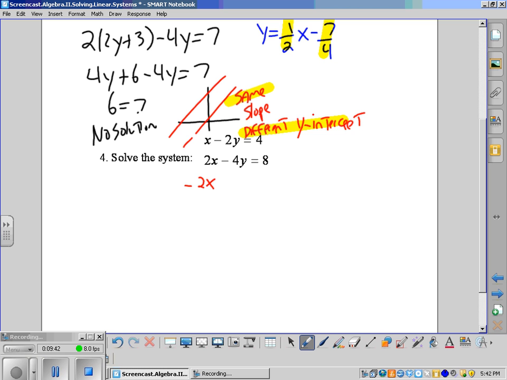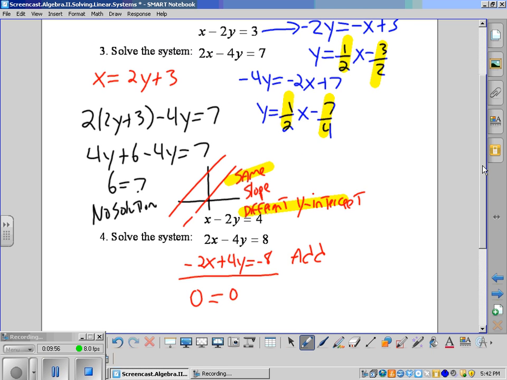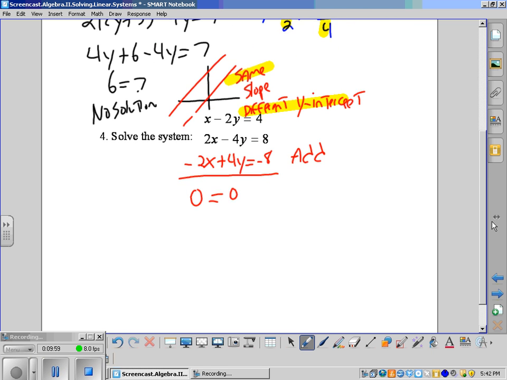So negative 2x. So we're going to add the two equations. 0 equals 0. That's true. Unlike the problem at the top here where 6 equals 7. So 0 equals 0 is true. So this is going to be an infinite solution. And what that means is that the lines are actually overlapping. They're the same line.